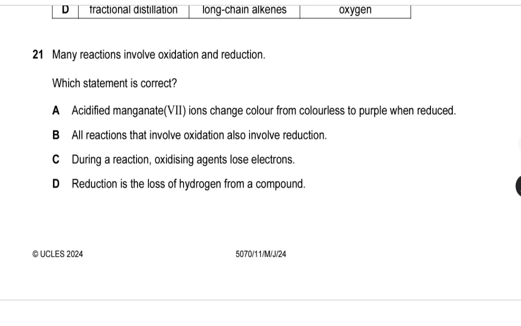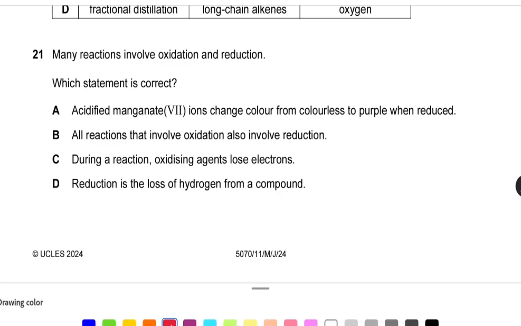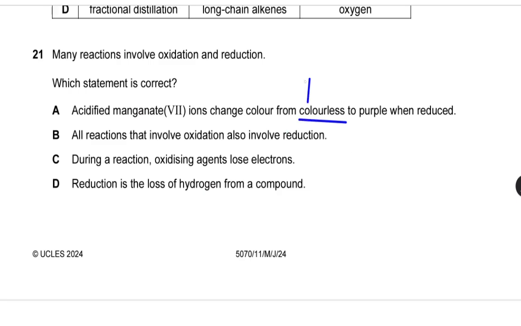Many reactions involve oxidation and reduction. Which statement is correct? Acidified potassium manganate changes color from colorless to purple. No, it changes color from purple to colorless. All reactions that involve oxidation also involve reduction. Yes, definitely, these are redox reactions. In a redox reaction, oxidation and reduction take place simultaneously.